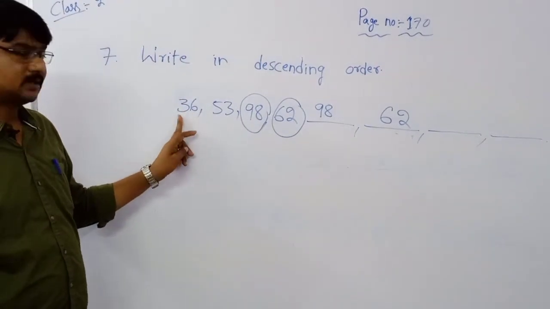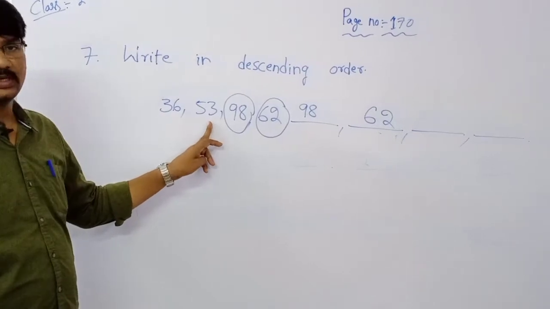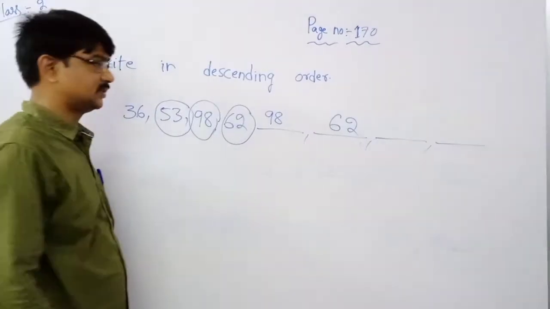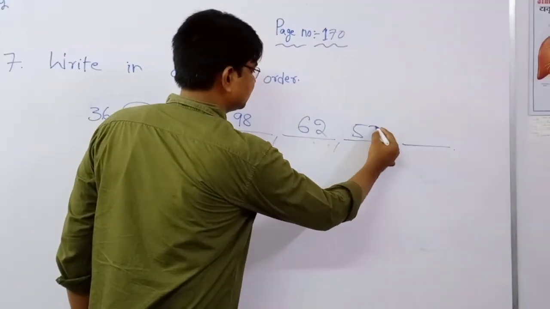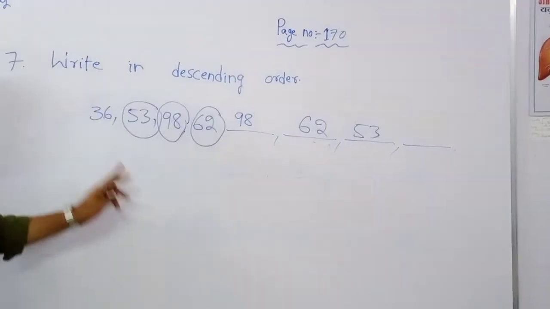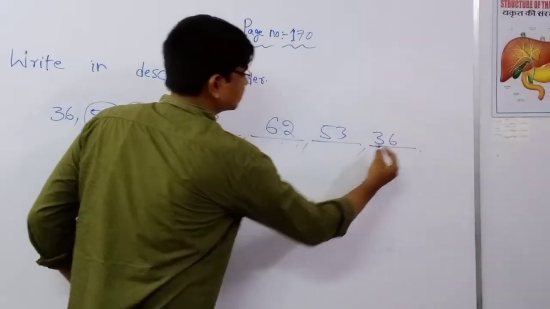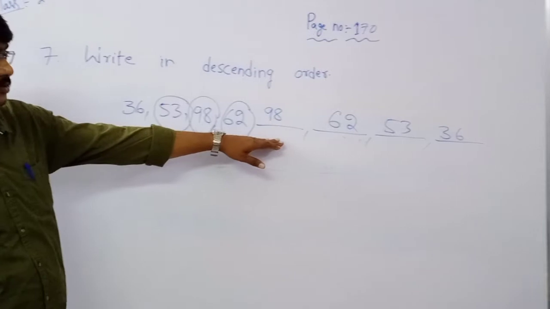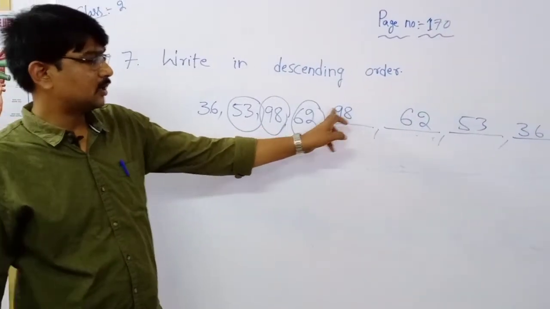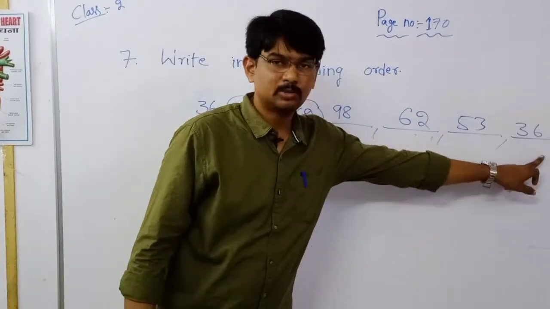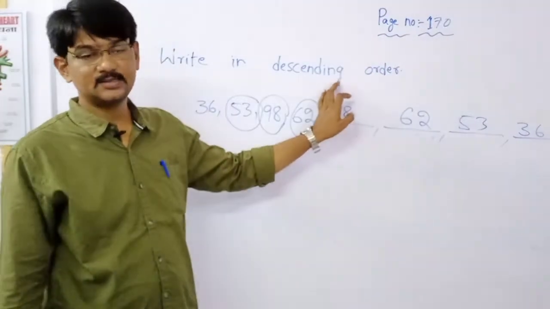Next, 36 is here, 53 is here. Next biggest number, 53. Yes, 53. Lastly, 36 we write here. Just observe the pattern, students. Big number, big to small, small, small. Yes, this is called descending order.